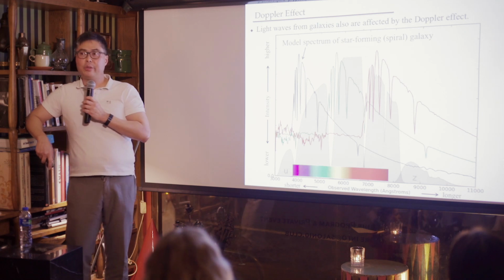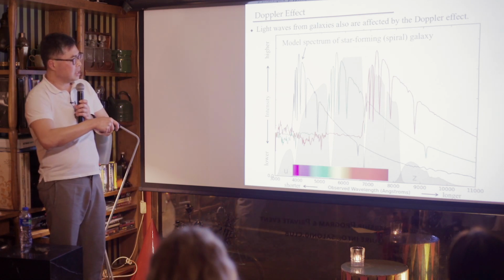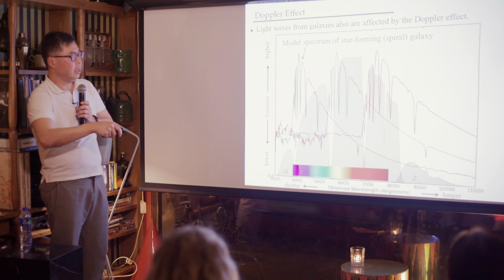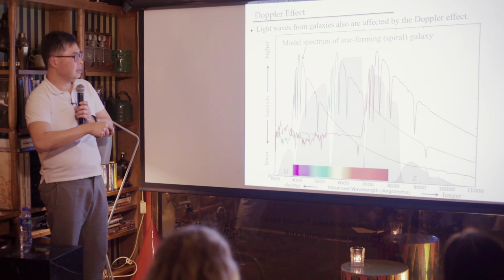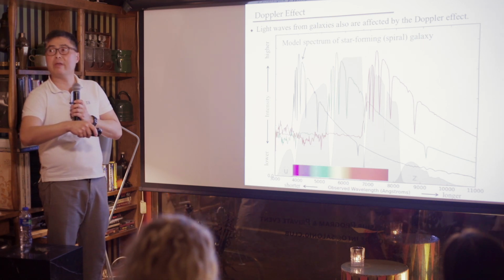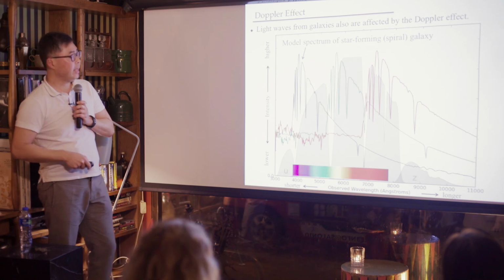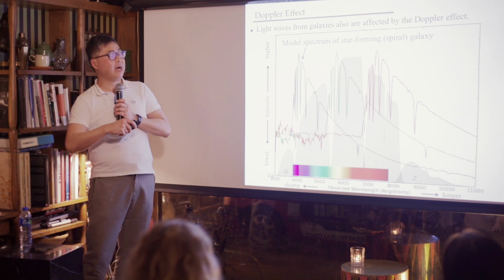Okay, so let me show you schematically how astronomers measure speeds. This blue line here is the intensity of light from a galaxy as a function of wavelength, and this is the optical part of the spectrum. This kind of galaxy is a star-forming galaxy.